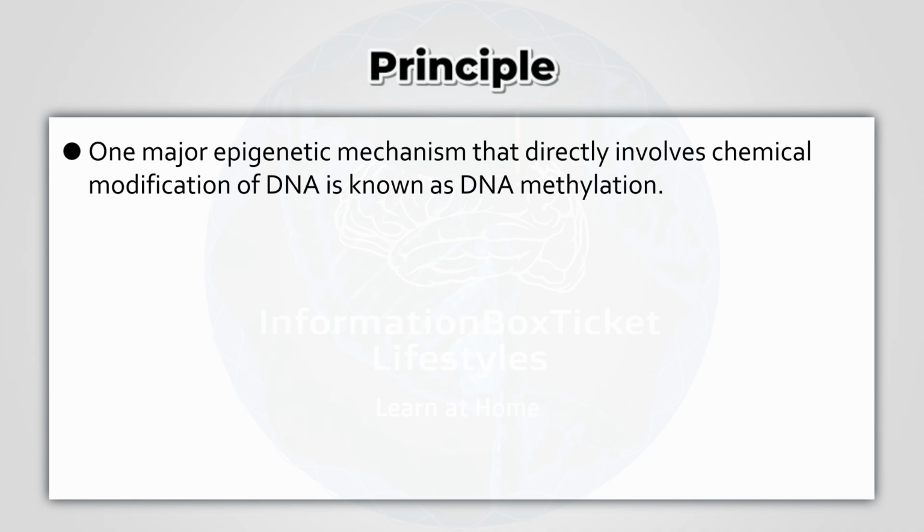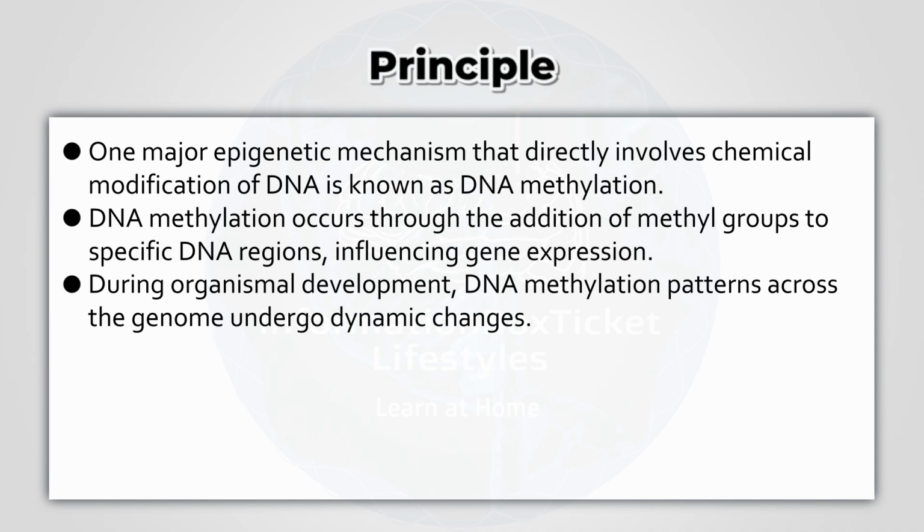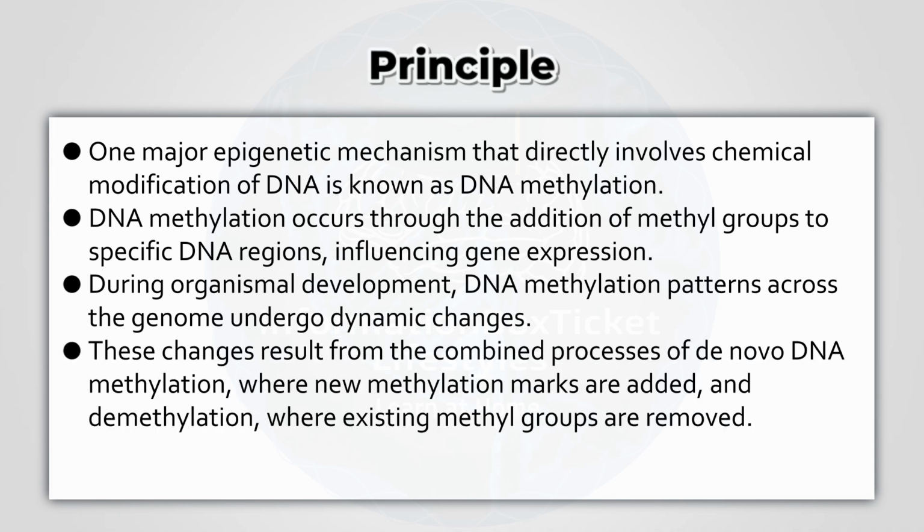One major epigenetic mechanism that directly involves chemical modification of DNA is known as DNA methylation. DNA methylation occurs through the addition of methyl groups to specific DNA regions, influencing gene expression. During organismal development, DNA methylation patterns across the genome undergo dynamic changes. These changes result from the combined processes of de novo DNA methylation, where new methylation marks are added, and demethylation, where existing methyl groups are removed.